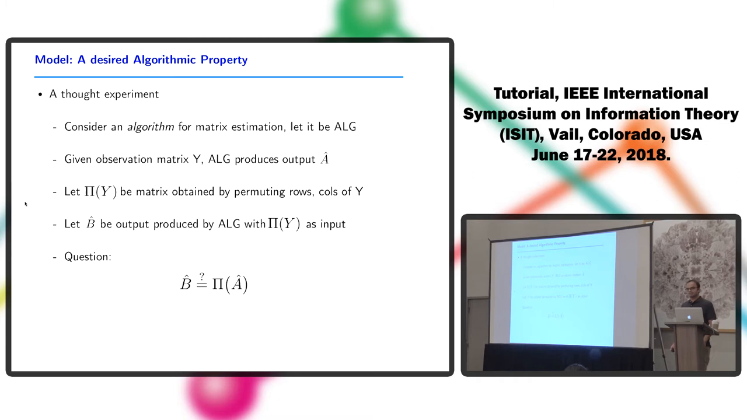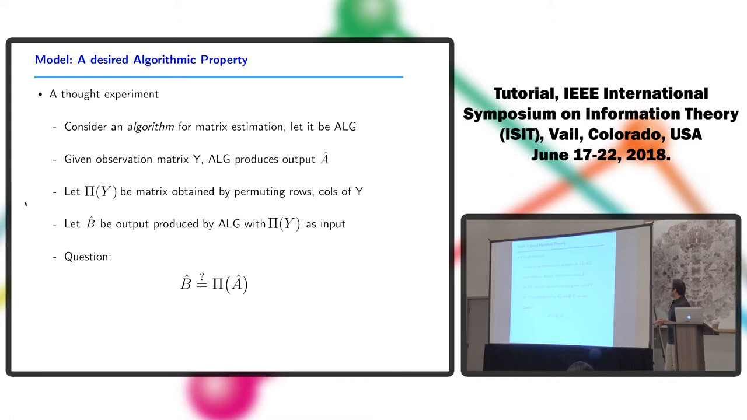Okay, so I gave you Y, you gave me A hat. Now I'm going to give you another matrix and you fill it for me too. But the way I'm going to generate that matrix is as follows. I'm going to take Y and permute some rows, permute some columns. I'm going to give this to you. Let's call that permuted matrix pi of Y. Now you apply the same ALG to that, and you produce, let's say, B hat as your output.